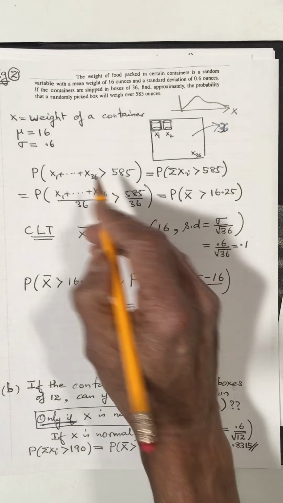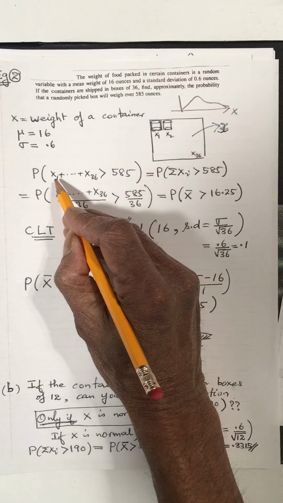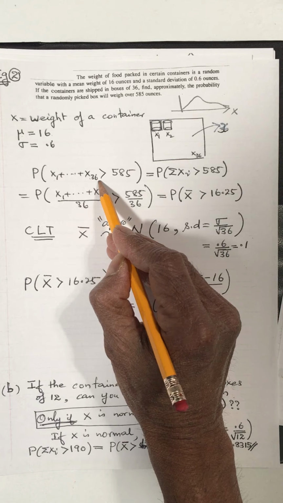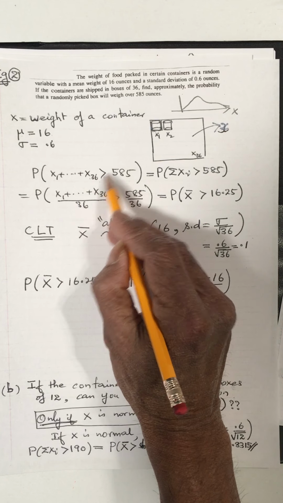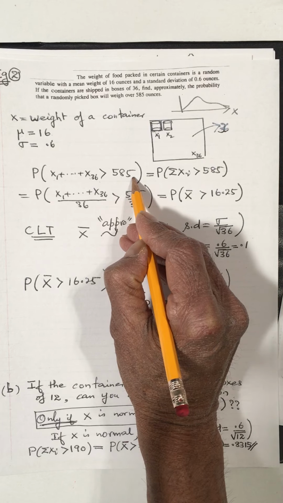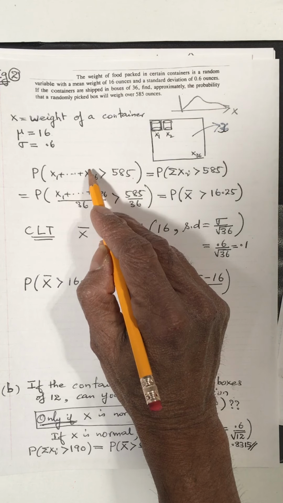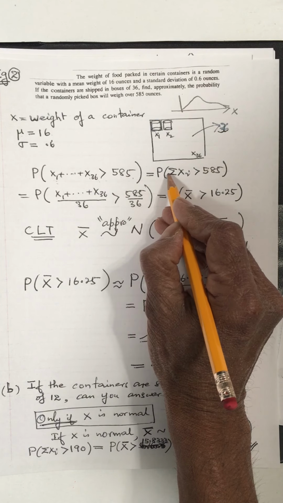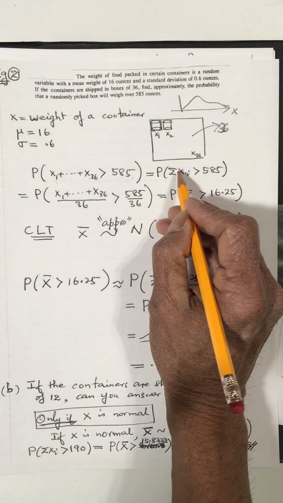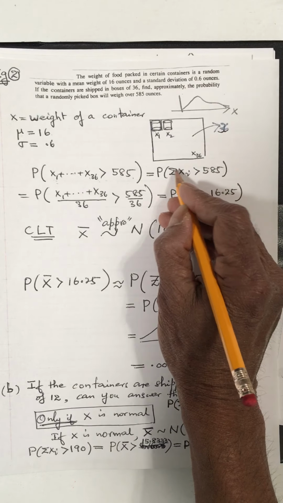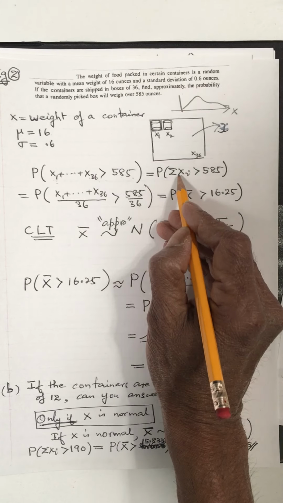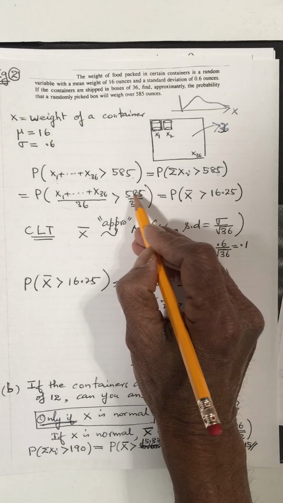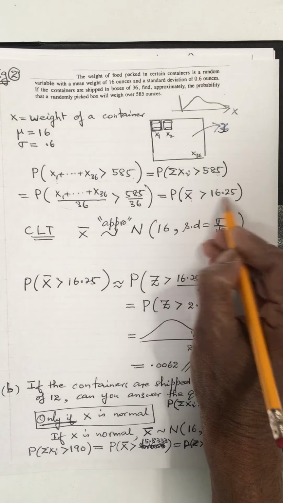But we want to find the probability. If you pick a big box like that, the total weight of that big box, which is x1 plus x2 up to x36, is going to weigh over 585 ounces. So to get the x bar, so that you can apply the central limit theorem, we use the summation notation, sigma xi. I'm sure you are familiar with this sigma notation from your prerequisite class, which is the sum. So you divide both sides by 36, so this will be x bar right there, and 585 divided by 36 is that.